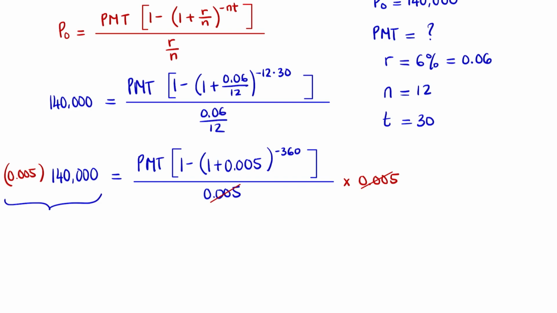0.005 times 140,000 is 700, equals PMT times 1 minus, I'll take 1 plus 0.005, which is 1.005, to the negative 360. Now I need to simplify this whole bracket. I will use a calculator to do that.